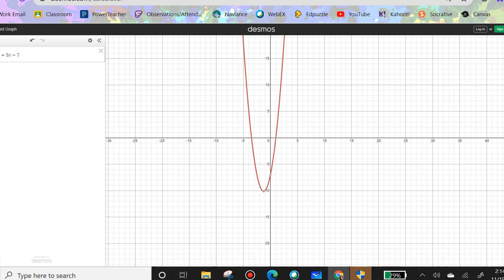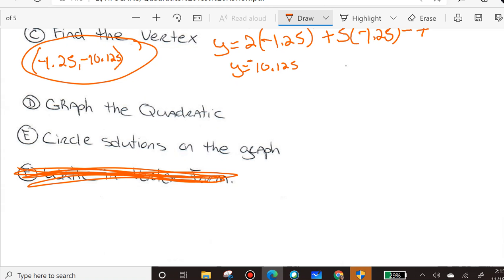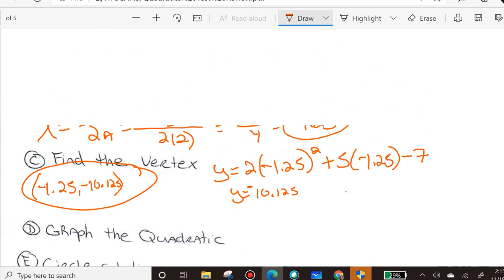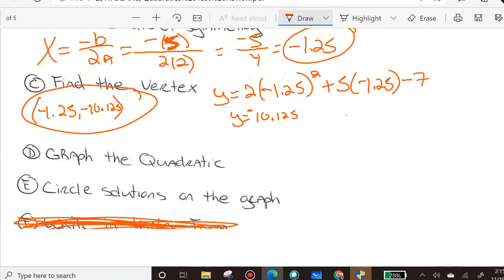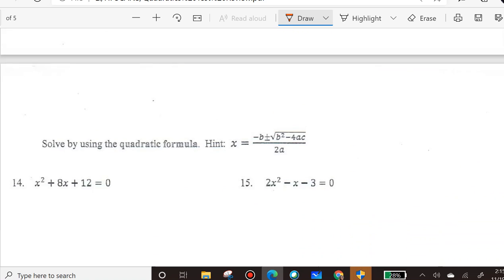But it did ask you to circle the solutions on the graph. So the solutions on the graph, granted, I don't think most of you tried to graph this one either. That would be one of the solutions. This would be the other. And again, we already figured out what the solutions were a second ago, when we got those two answers, the 1 and the negative 3.5. So the solutions will be the same, just wanted to circle it on the graph. All right, let's keep it moving.